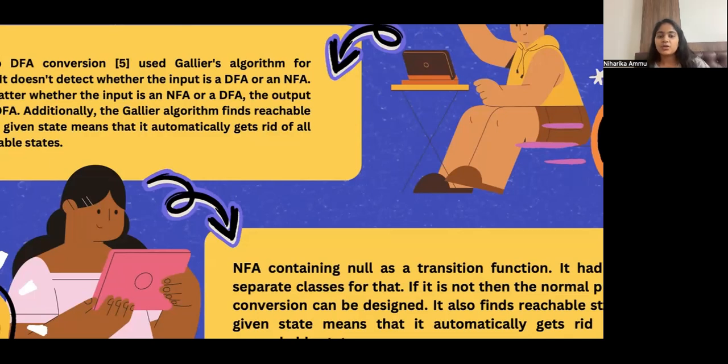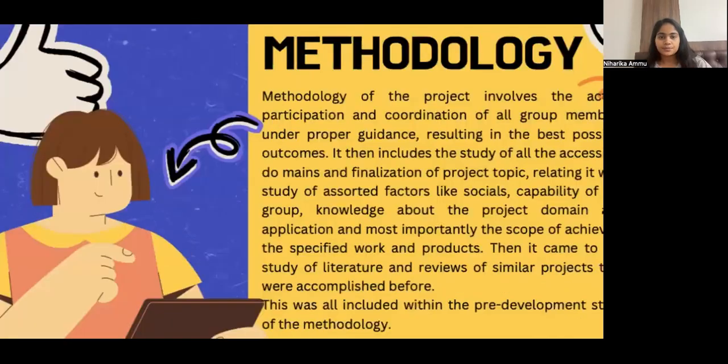Additionally, this algorithm finds the reachable states from a given state, which means it automatically gets rid of unreachable states. For an NFA containing a null as a transition function, it creates separate classes for that. If it is not, then a normal program for conversion can be designed as well. So it also finds reachable states from a given state, which means it automatically gets rid of the unreachable states.